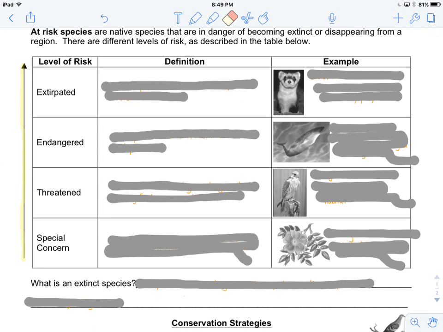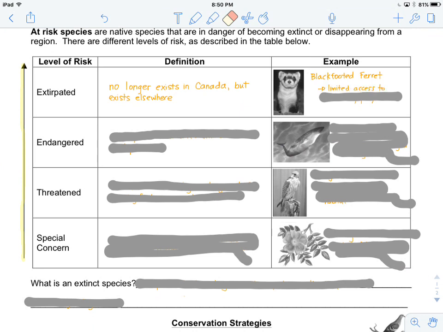So at the highest level of risk, we have extirpated. And what that means, the definition of that, is a species that no longer exists in Canada, but could perhaps exist elsewhere. Okay. An example of this is the black-footed ferret. And the reason why it no longer exists in Canada was because of limited access to habitat and to prey.